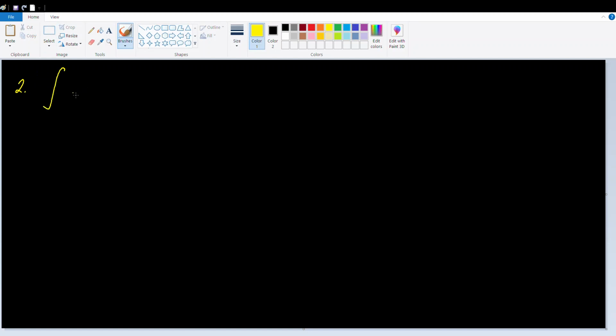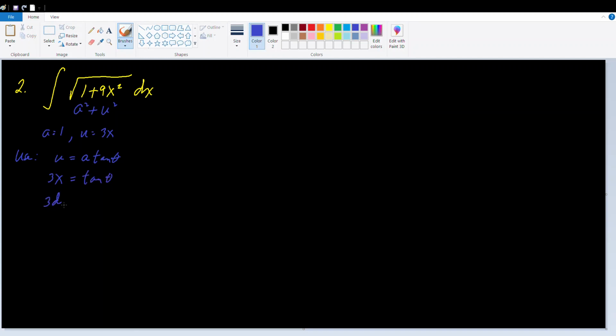For our second example, let us evaluate the integral of the square root of 1 plus 9x squared dx. The integrand is of the form a squared plus u squared, where a is equal to 1 and u equal to 3x. So we shall use the substitution u equal to a tangent theta, or 3x equal to 1 tangent of theta. The differential is 3dx equal to secant squared theta d theta.